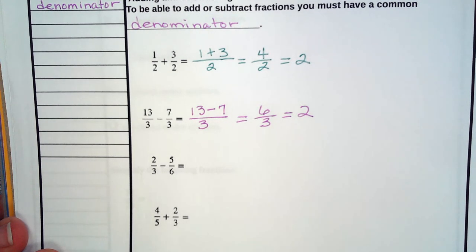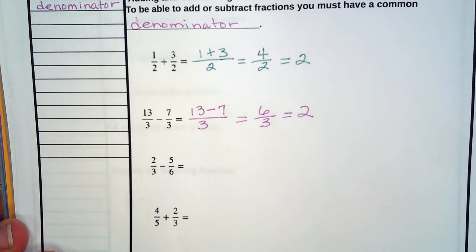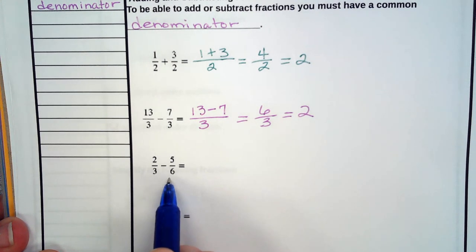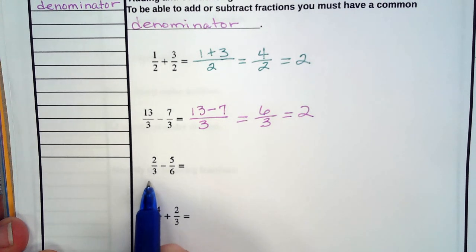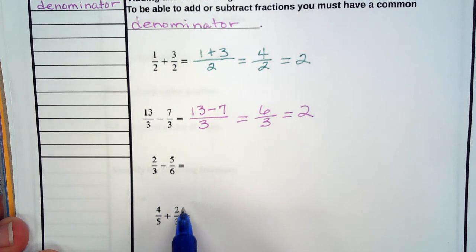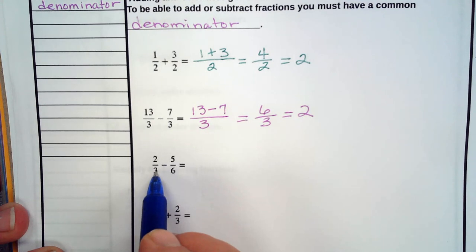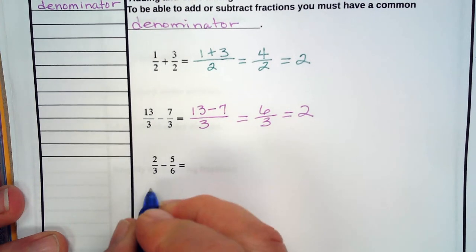But what happens when they're different? Then we've got to change one of them to make the denominators the same. So I've got 3 and I've got 6. The first thing I think of is, will 3 divide evenly into 6? Yes, 2 times. So I know I can convert 2 over 3 into something over 6.